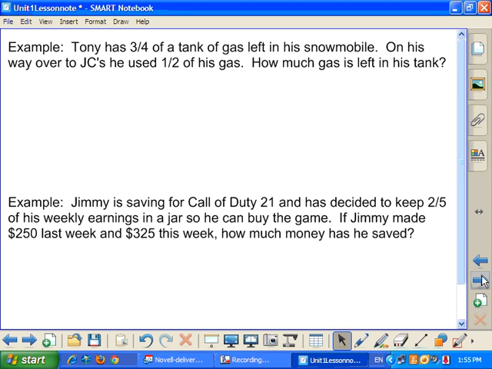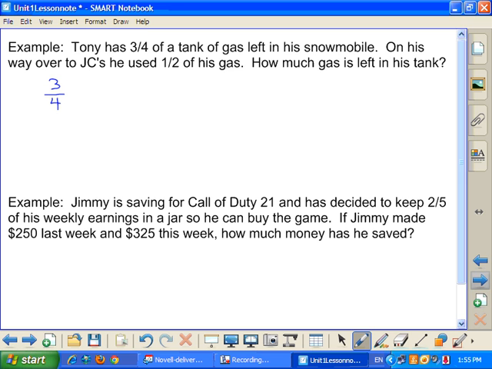So Tony has 3/4 of a tank of gas left in his snowmobile. On his way over to JC's, he used up half of his gas. So how much is left in his tank? All right. Still, we know he started with 3/4 of a tank. So that's how much gas Tony had. Okay. Must be a Polaris to use that much gas. But anyway, Tony has 3/4 of a tank of gas left in his snowmobile. On his way over, he used half.